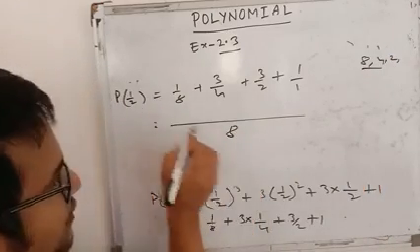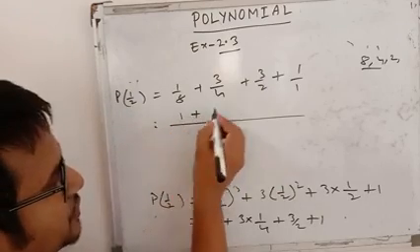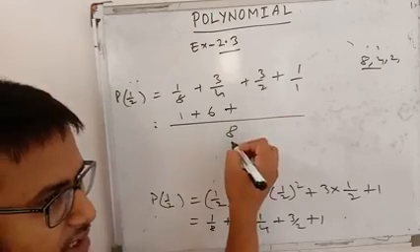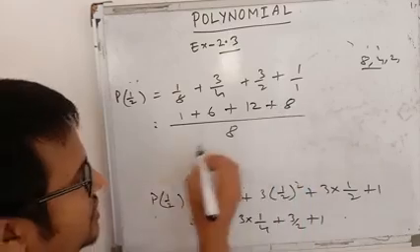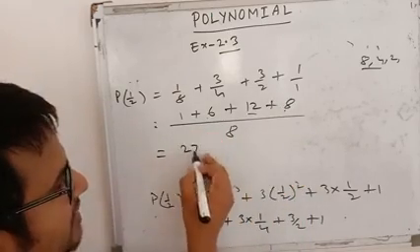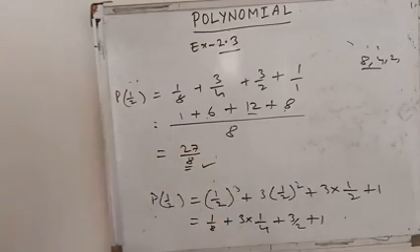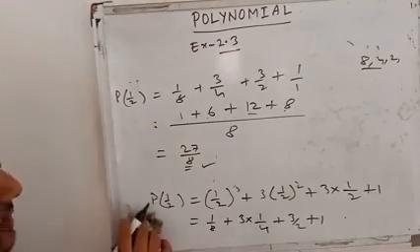8. So 8 ones are 8, so 1 into 1 is 1. 4 twos are 8. 3 sixes are 6, plus 2 fours are 8. 4 threes are 12. 1 eight times 8, 8 ones are 8. So what will come? 12 plus 8 is 20. 20 plus 6 and 1 makes 27 by 8. For this question number 2, the remainder is 27 by 8. You can check.